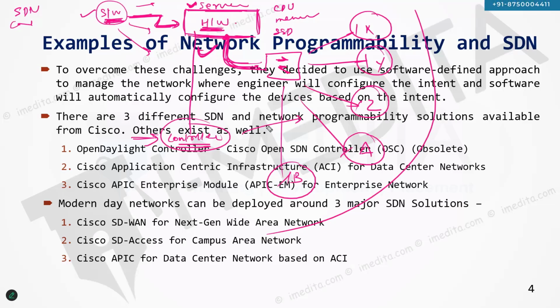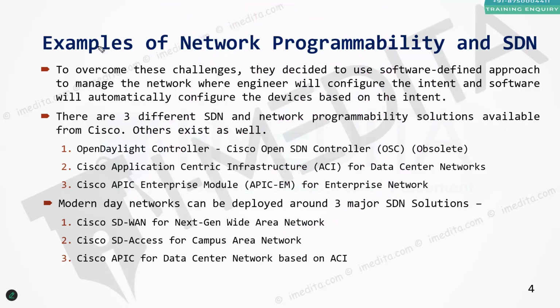And of course, for different operations, we have different controllers. To manage the LAN network, we have a different controller. To manage a WAN network, we have a different controller. To manage a data center network, we have a different controller. They could have created a single controller maybe, but at the moment, we have different controllers to manage different types of network.